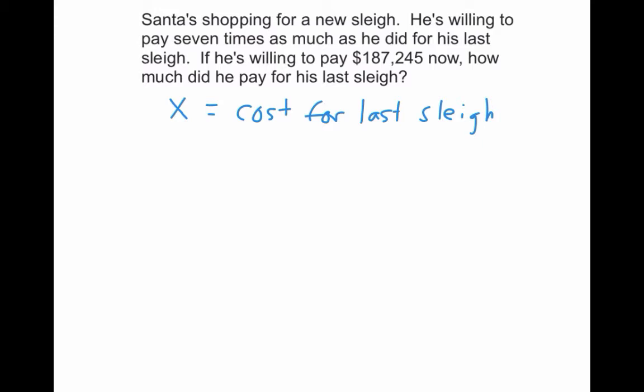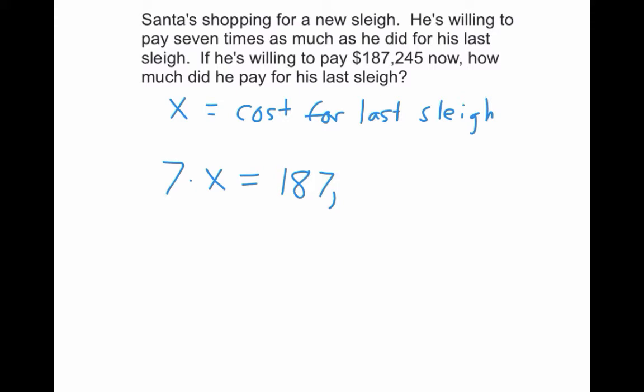So Santa's shopping for a new sleigh. There's an increase in population. He needs a bigger one. He's willing to pay 7 times as much as he did for his last sleigh. So how do we write that as a math thing? We said X is the cost for the last sleigh. So X is the original sleigh, and he's willing to pay 7 times as much as he did for his last sleigh. Does that make sense? You could say 7 times X, 7 times the cost of his last sleigh. So that equals what he's willing to pay now.